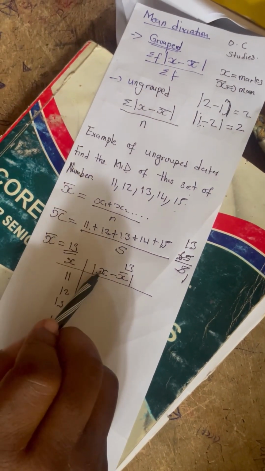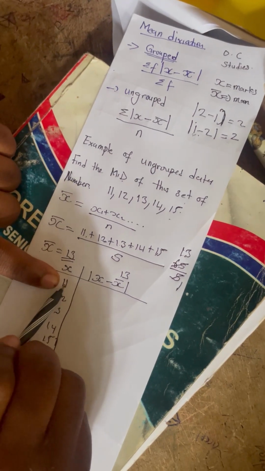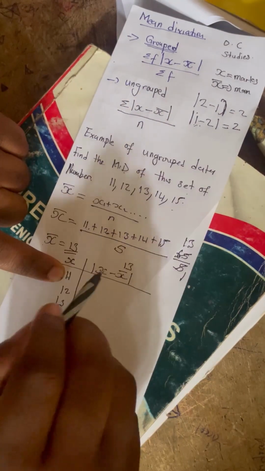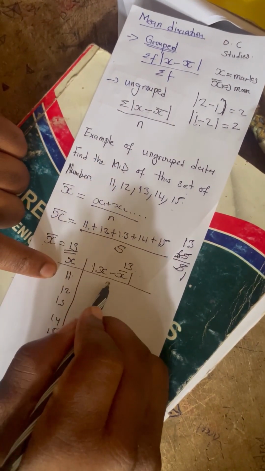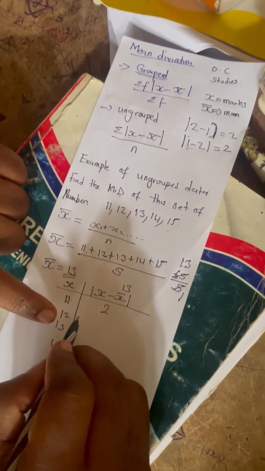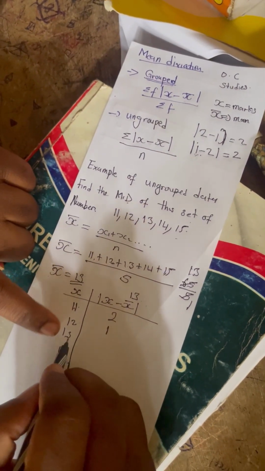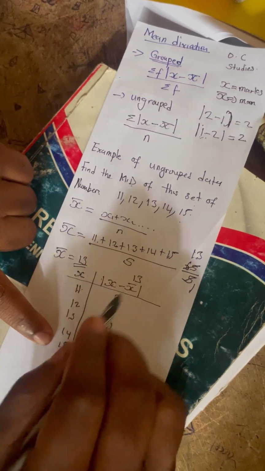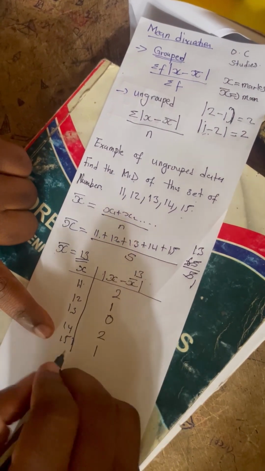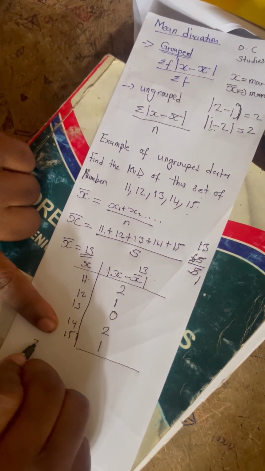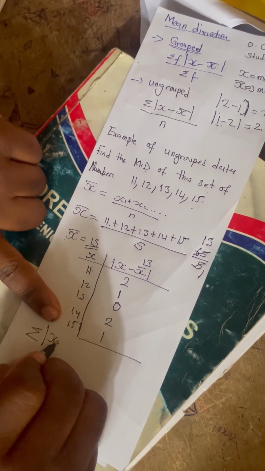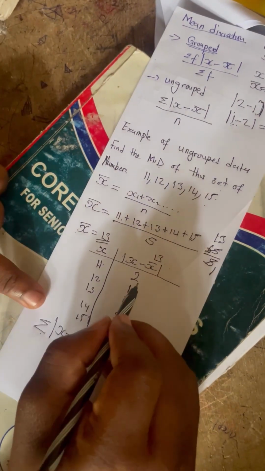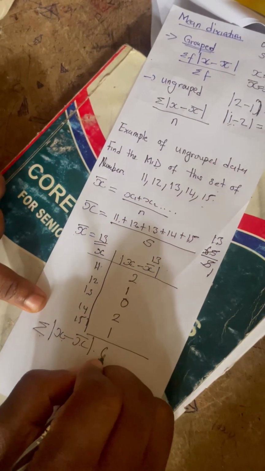Now x is representing 11 here. So 11 minus 13, you know it's negative 2. But you are not writing negative 2. You are writing the absolute value. So you will write 2. The same thing here: 1. 13 minus 13, 0. 14 minus 13, 1. And 15 minus 13 is 2. So we sum it because we need what? The sum of the x minus x bar. Sigma of the absolute value of x minus x bar, meaning you add everything together. If you add everything together, you are going to have 6.